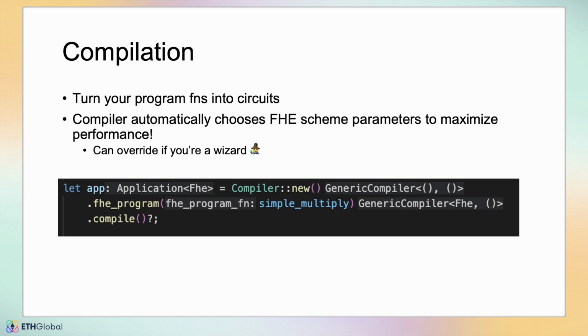Next, let's compile our simple multiply example. First, we create a compiler, and then pass the simple multiply function, and then we call compile. It's that simple. During compilation, the compiler will choose FHE scheme parameters that maximize performance, and then finally, the compiler will return the application that results. You can use this application later when you need to actually run the program, and you can also get the scheme parameters that the FHE compiler chose.